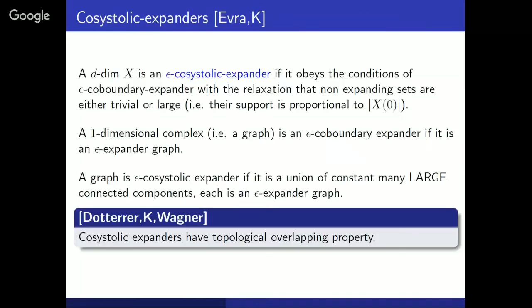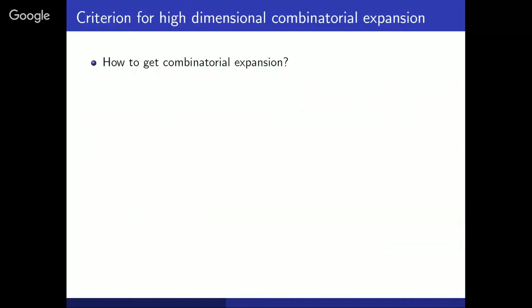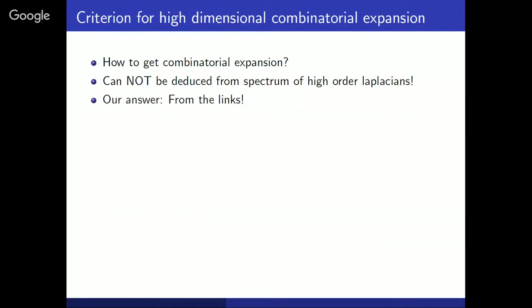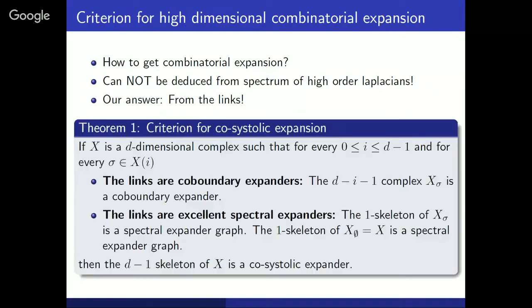Okay, so actually what we aim to find is the cosystolic expander, and the question is how to get it. As I said, we cannot get it from the spectrum of higher order Laplacians, and we are going to get it from the links. Our main theorem is that the criterion for cosystolic expansion is the following: a complex will be a cosystolic expander if all its links are coboundary expanders. We look at links of edges and of vertices, and each one defines a small complex, and each one should be a coboundary expander.